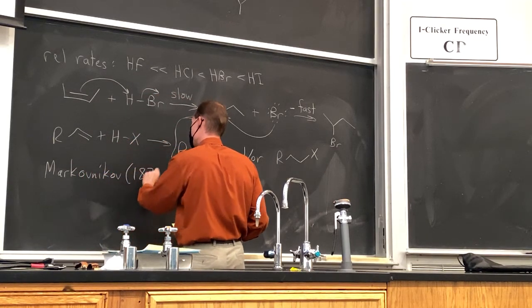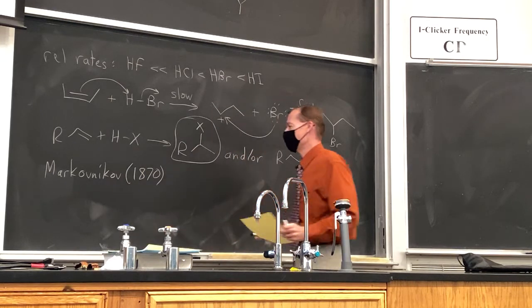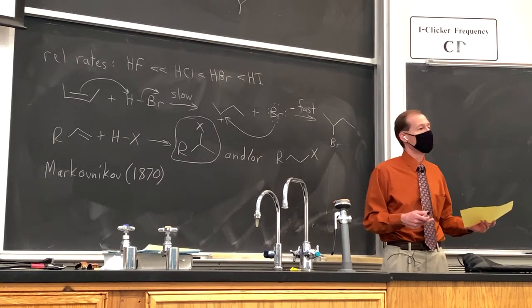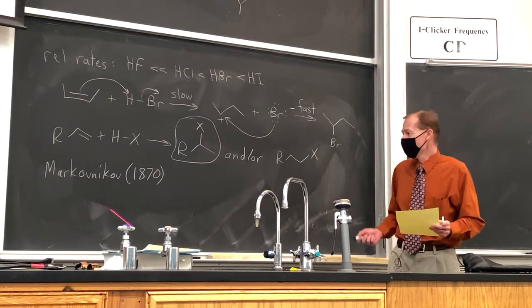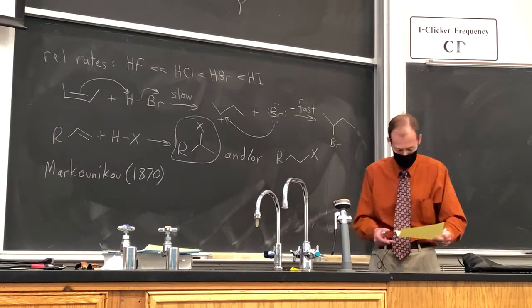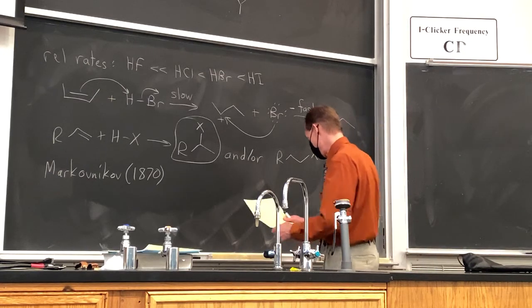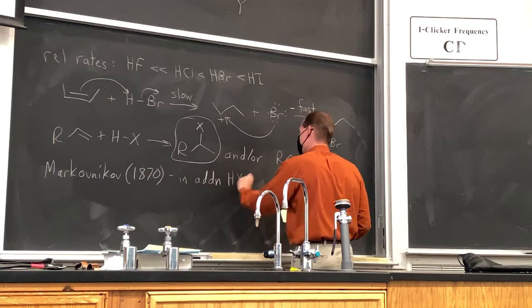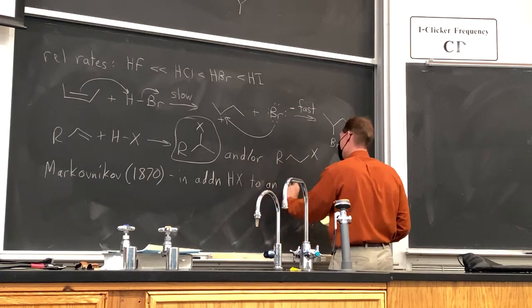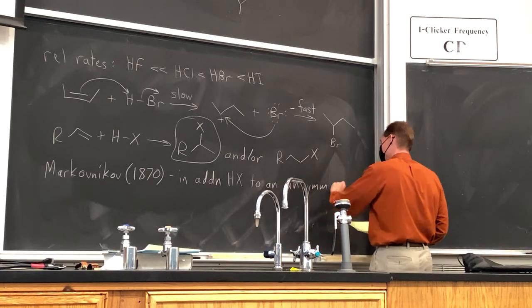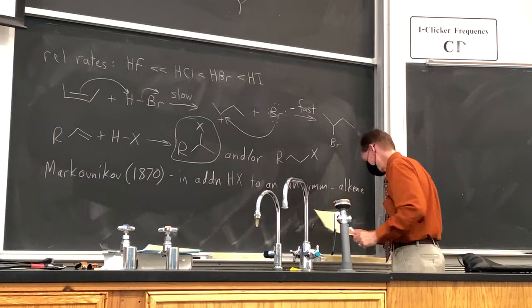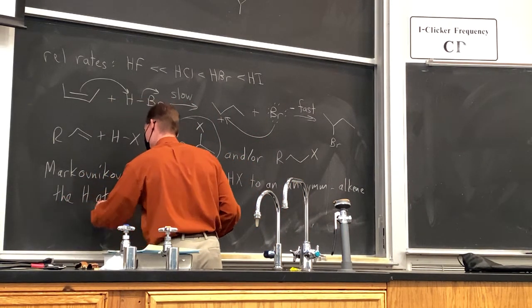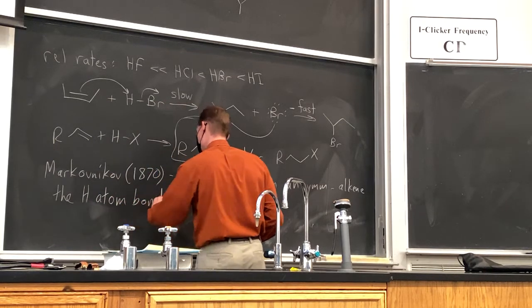So this phenomenon was first noticed by a Russian chemist named Vladimir Markovnikov back around 1870. Markovnikov was a colleague of Zaitsev. They actually worked at the same university. Zaitsev was studying elimination reactions, and Markovnikov was studying addition reactions. And Markovnikov noticed in these reactions that when you are adding HX to an unsymmetrical alkene, the hydrogen atom bonds to the less substituted carbon.